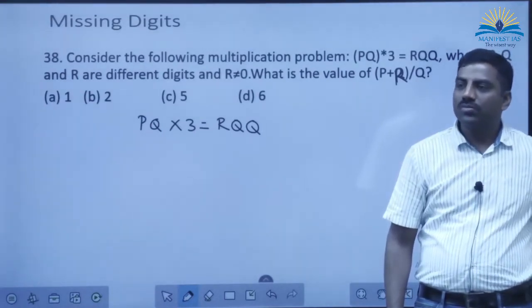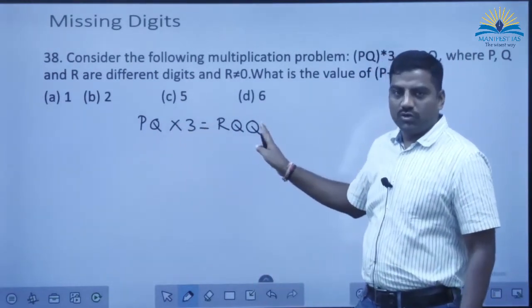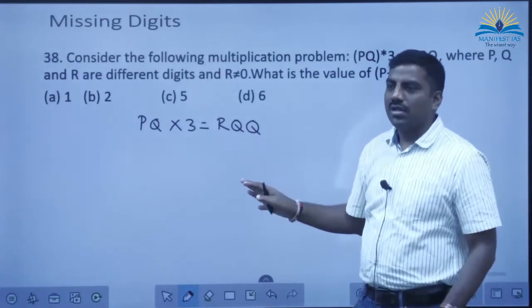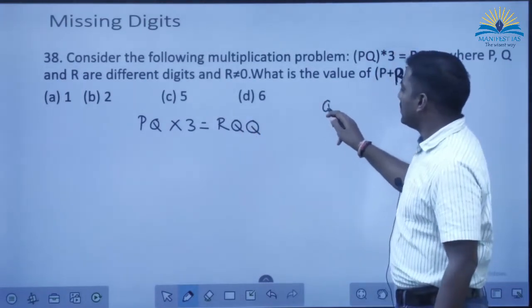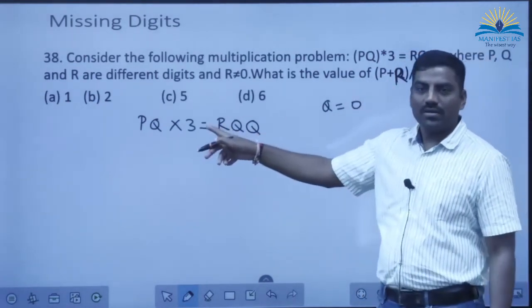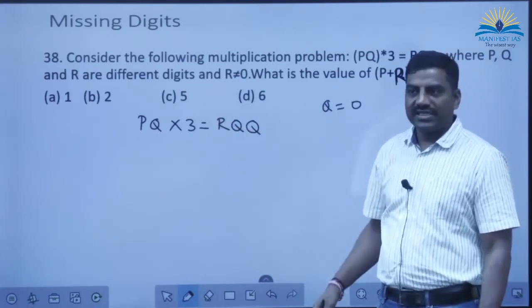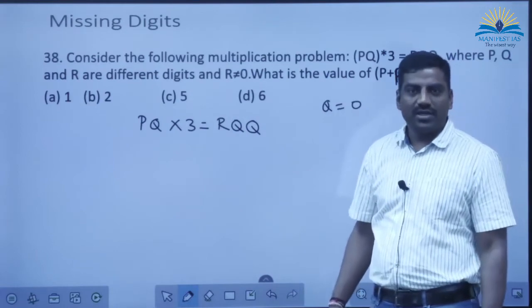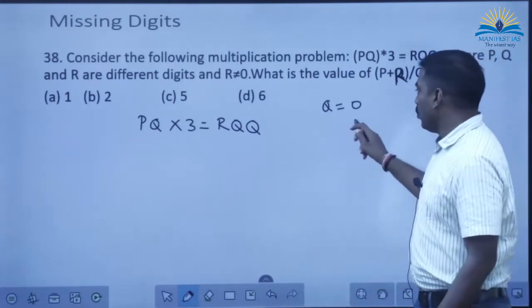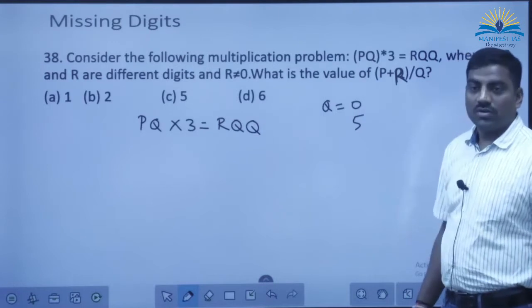Start with 0. If Q is 0, 3 into 0 is 0. Possible or not? Yes or no? So Q can be 0. Let us check. 1 3 is 3, no, it has to be 1. 2 3s are 6, no. 3 3s are 9, no. 4 3s are 12, no. 5 3s are 15, yes. So Q can be 5. Q can be 5, yes or no?